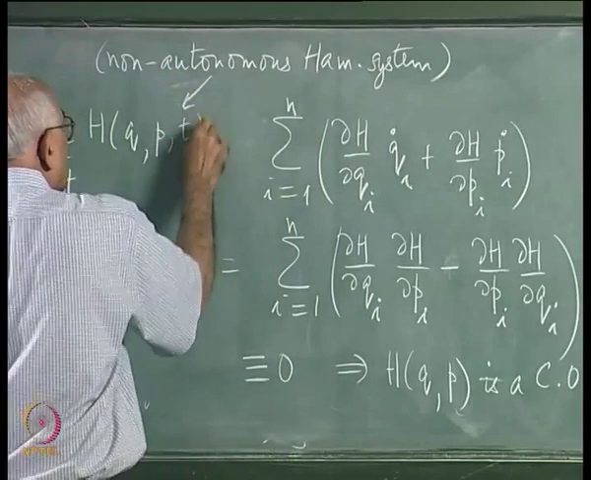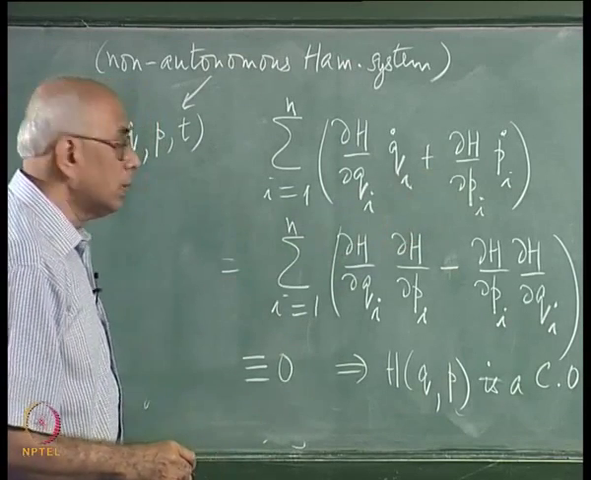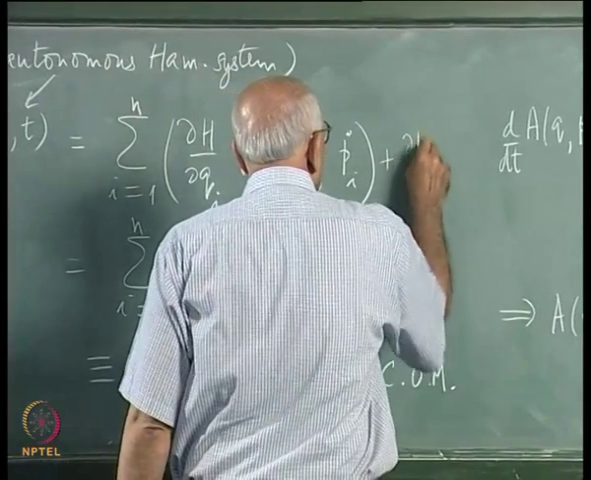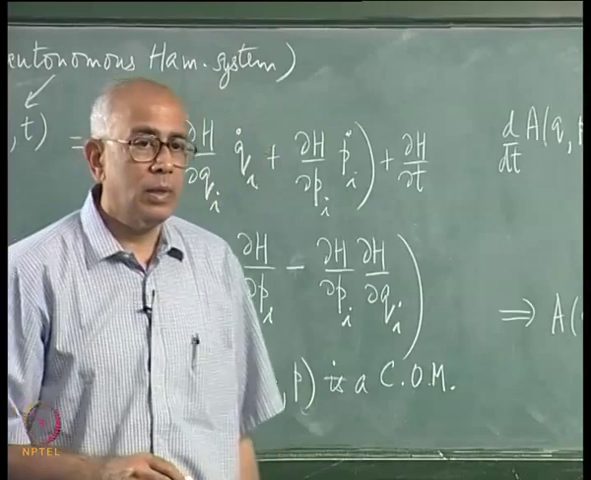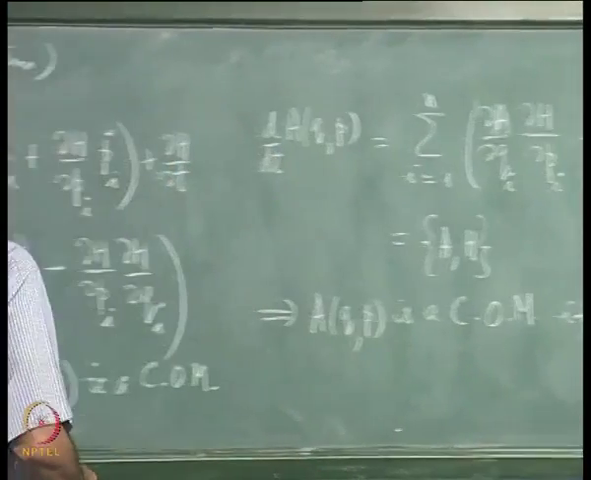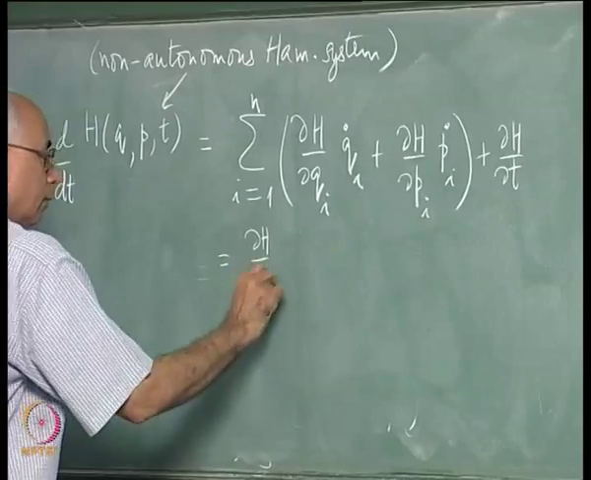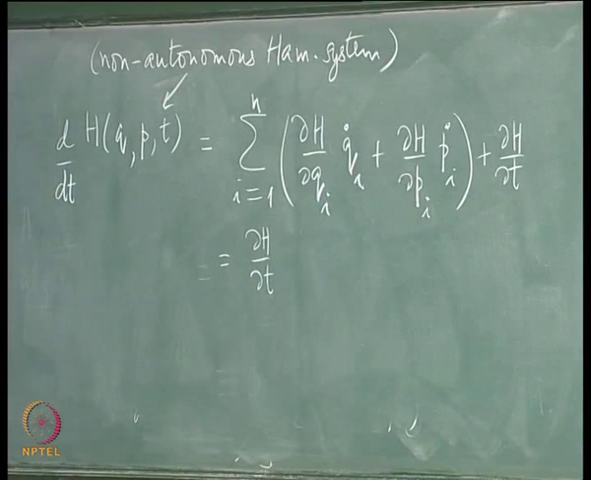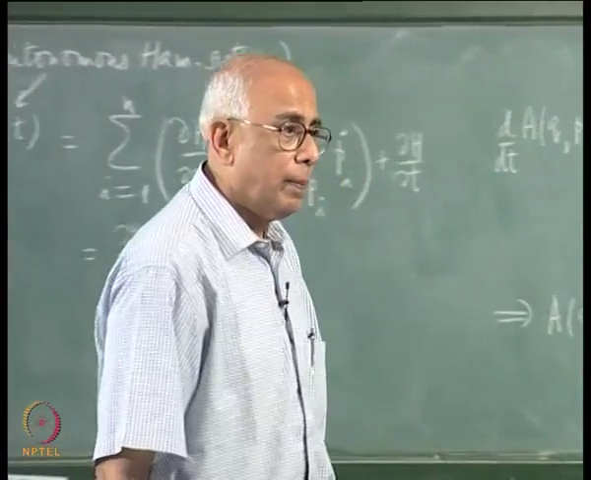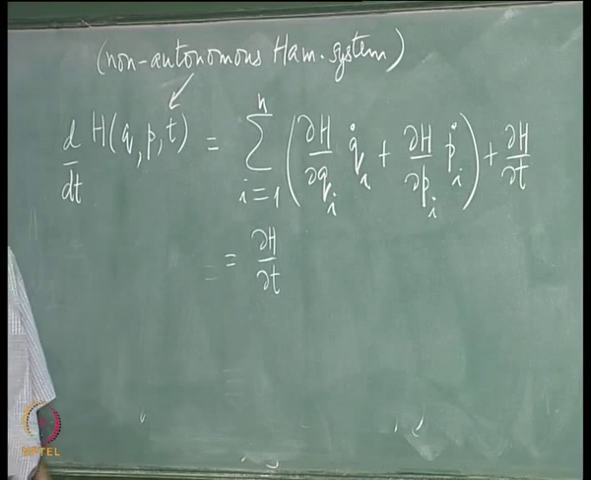That would imply that there is also explicit time dependence on this side. What would happen then? What would the right hand side be modified to? Plus the partial derivative of H with respect to time. The explicit time dependence gets differentiated, and of course this portion vanishes identically, and you are left therefore with dH/dt equal to ∂H/∂t. And if H is non-autonomous, that right hand side is not identically 0, and therefore the Hamiltonian is not a constant of the motion. Not surprising, because it is explicitly a function of time.